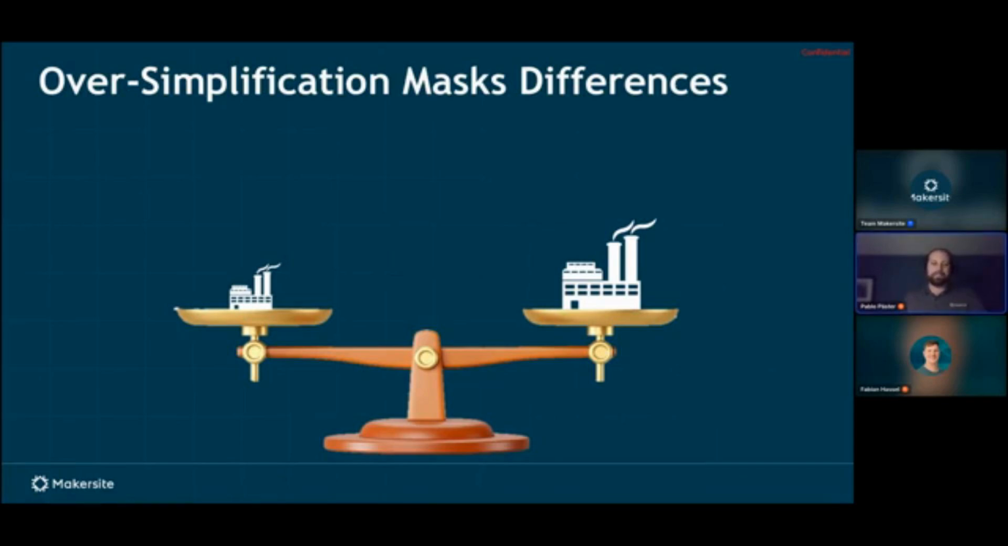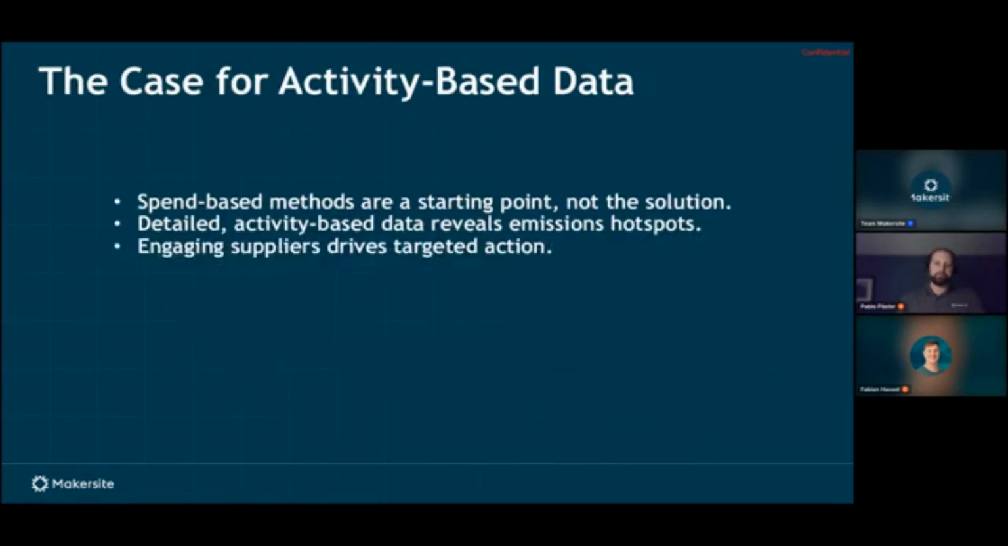So not only does this limit the actionable insights that we can gain from this data, but it makes it hard to identify which suppliers we should engage with. So spend-based methods are a great starting point to get an understanding, to get a heat map of where your emissions might be overall, but they're not the solution. They fall short when it comes to driving meaningful reductions.